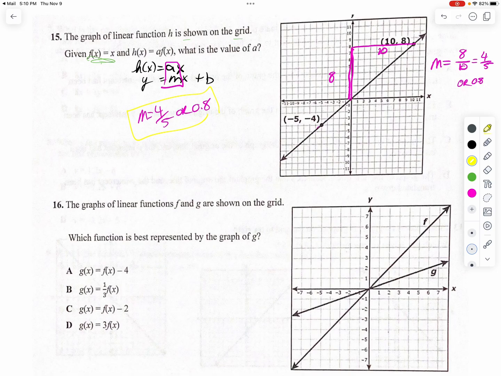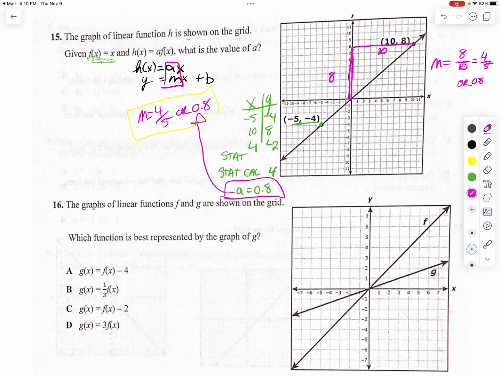Now, if you don't want to do it that way, you can always use your graphing calculator. Put these 2 points they gave you in the table. So starting with the leftmost point, -5, -4, and then plug in 10, 8. And then what happens from here? Go to stat, enter, and then in L1, plug in your X. L2, plug in your Y. Then go to stat, calc, 4. And it's going to tell you A is equal to 0.8, which confirms what we've already said, that A is 0.8.